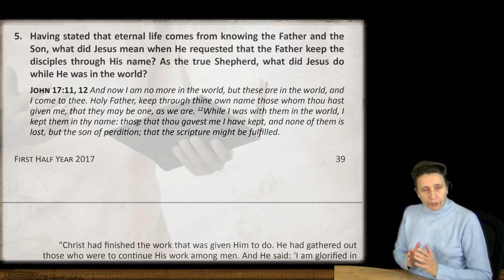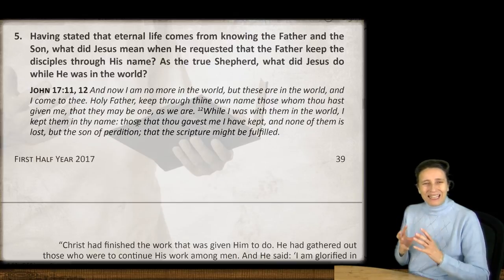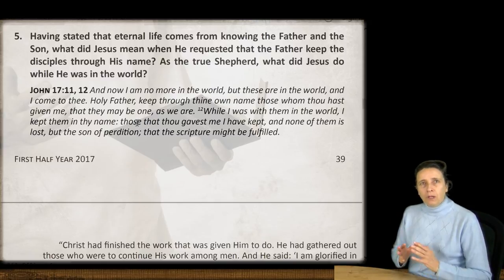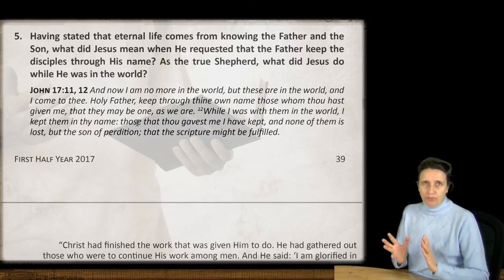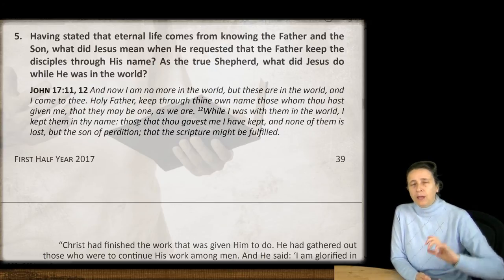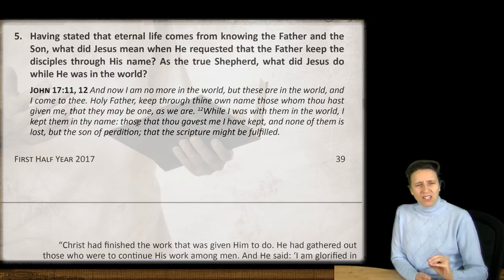So what we find here is that Jesus clarified that we here on earth can be connected with heaven. And he facilitated that because he says, they will keep your name. They will remain faithful, with the exception of the son of perdition, that the scripture might be fulfilled. It's the case of Judas. We know that, but we are going to focus on those that will remain here. And Jesus, by experience, knew how tragic and dramatic it is to live the truth in a world that hates the truth.